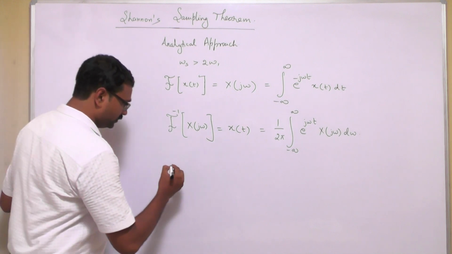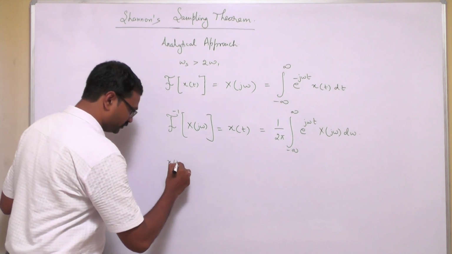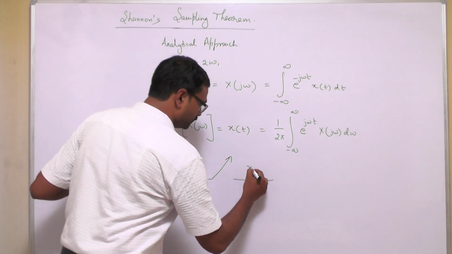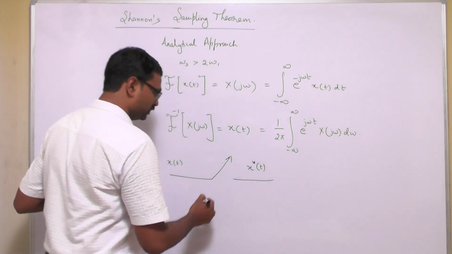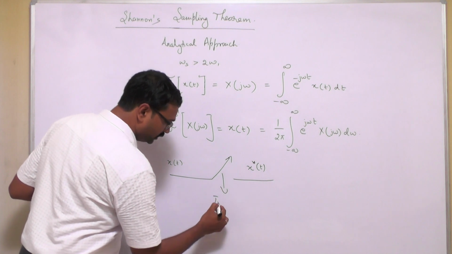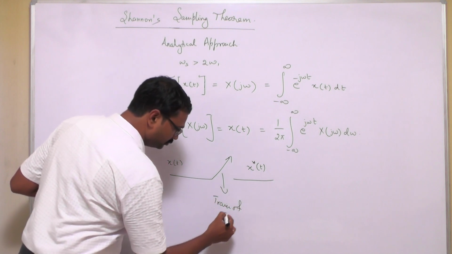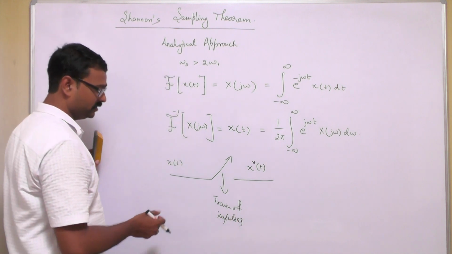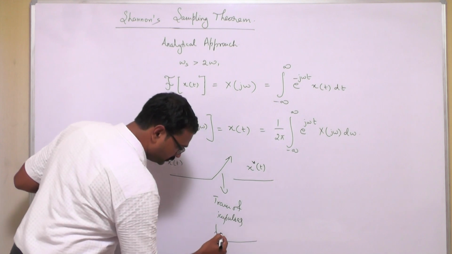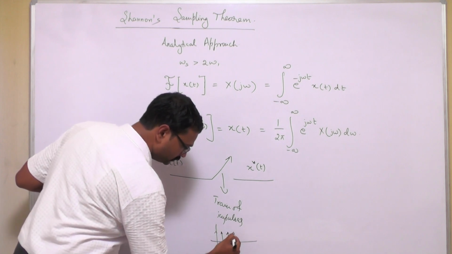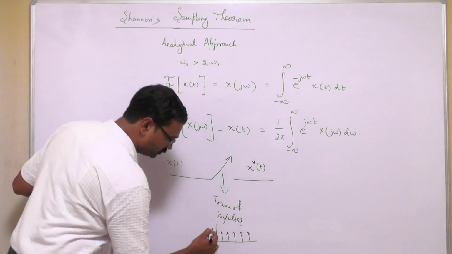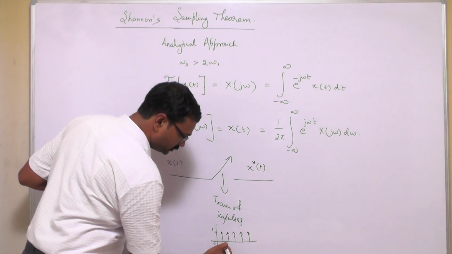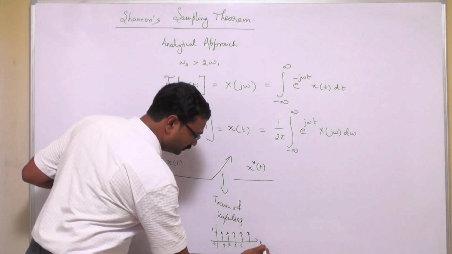Now let us say, when a continuous time signal x of t is applied to a sampler, you are getting x star of t. Now what is this sampler? It is a train of impulses. As we have discussed in our impulse sampling lecture, the train of impulses has magnitude equal to 1 unit, right? And this exists for k is equal to 0, 1, 2, 3, 4, and so on.